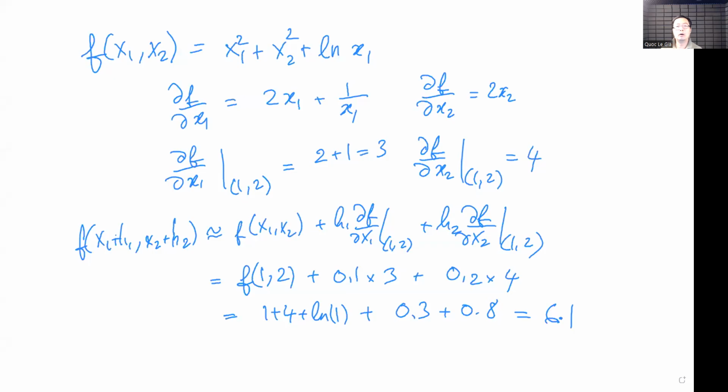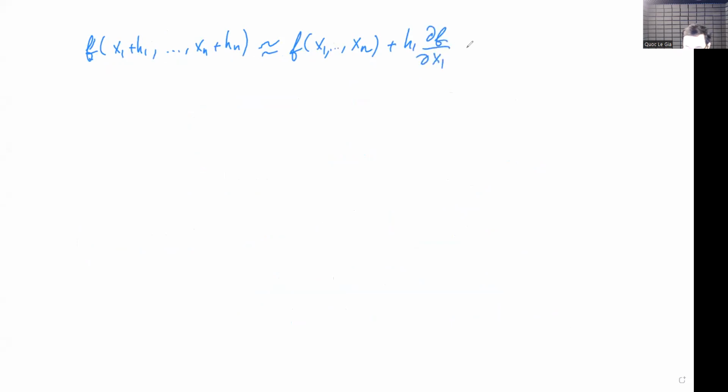So now let me clear the drawing. Before, we have something like this: f of x1 up to xn plus hn is f of x1 up to xn, plus h1 partial f with respect to x1, up to hn partial f with respect to xn, evaluated at x1 up to xn.